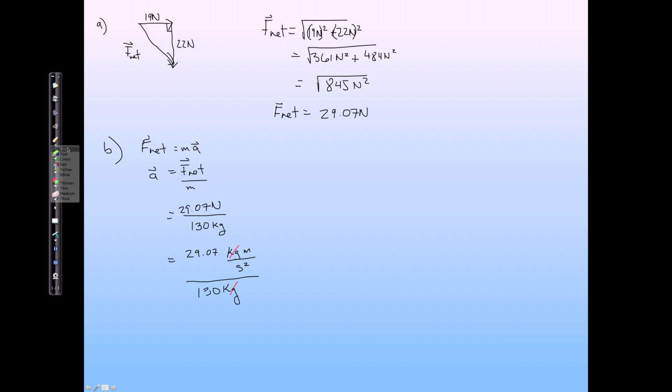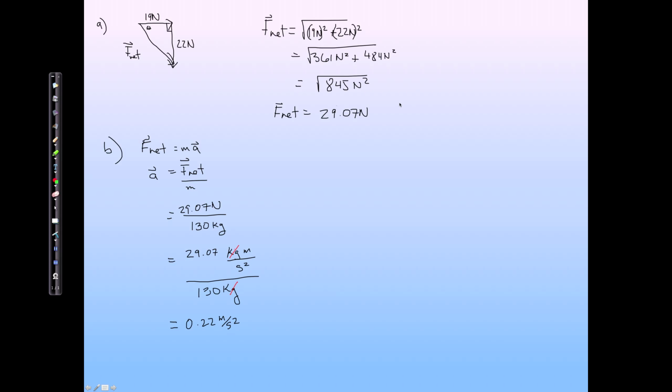So doing this math, 29.07 divided by 130 equals 0.22 meters per second squared. You know what I forgot to do? I forgot to find the direction of this net force, which will also be the direction of this acceleration. So let's do that.